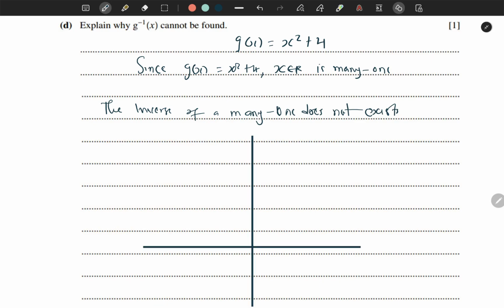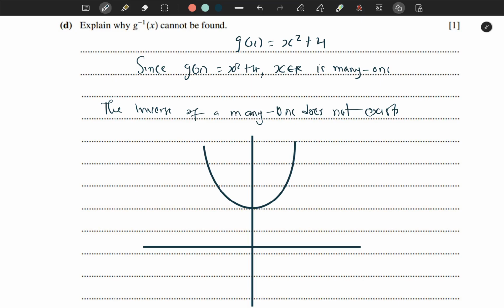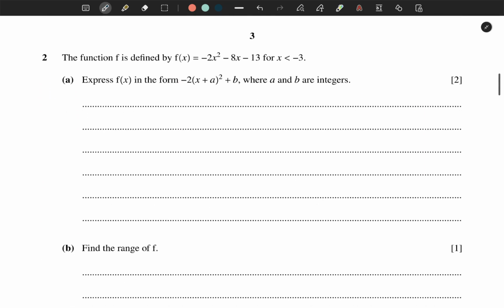Okay, so x squared plus 1 is a translation of x squared with vector (0, 4). It means 4 units up. So you have something like this. This is what you have. Let's say this place is 4. Looking at this now, you can see the curve here is a many-to-one function. Okay, so moving to the next one.